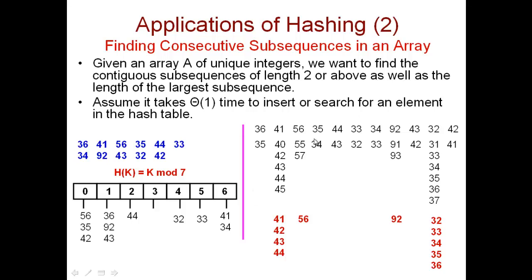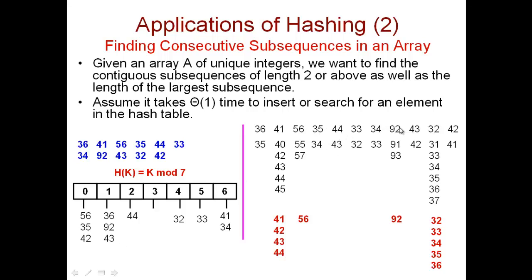So now we are at 35. To check if 35 is the starting element of a subsequence, check for 34 in the array. 34 mod 7 is 6. 34 is there at index 6. So 35 cannot be the first element of some subsequence, so we're done with 35. To check if 44 is a starting element, check for 43. 43 is there in the array, so we don't need to do anything at 44. Like that, keep moving.